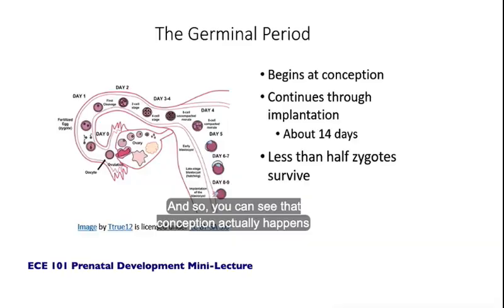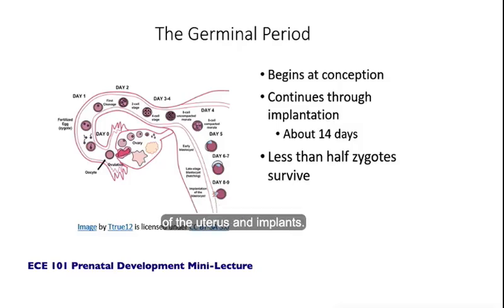And so you can see that conception actually happens in the fallopian tube. So the egg's released from the ovary, goes into the fallopian tube, the sperm swims to the egg, the egg accepts one sperm, conception happens, and then the cilia along the fallopian tube help the egg move down into the uterus, where it burrows into the wall of the uterus and implants, and that takes about 2 weeks.